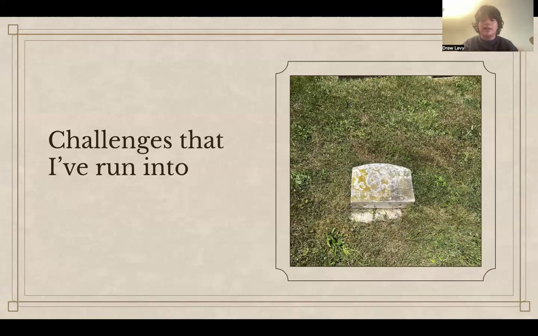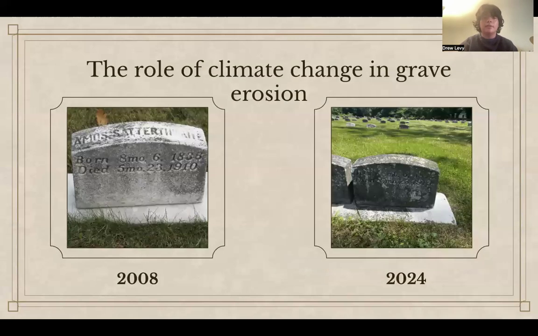Biological growth, such as lichens, moss, and mold, also obscures inscriptions and contributes to the degradation process. This problem is also worsened due to climate change. Climate change is significantly boosting the growth of plants like lichens, moss, and mold, which thrive in warmer climates.